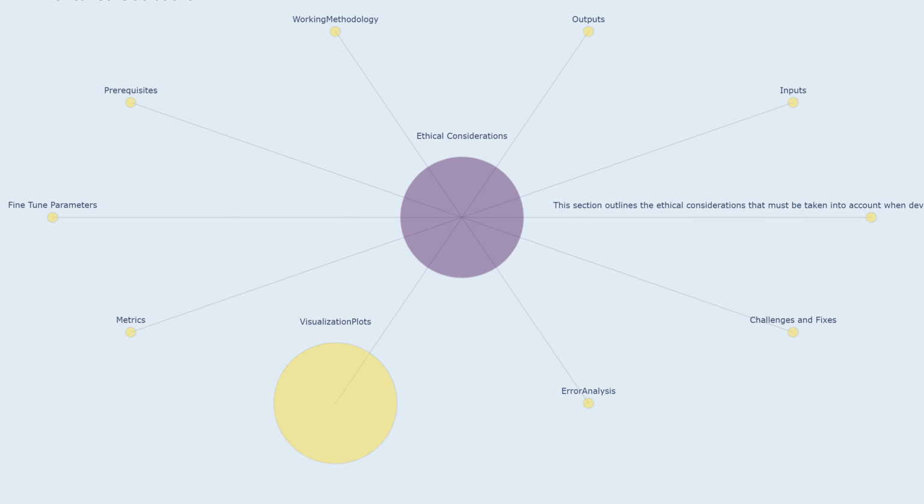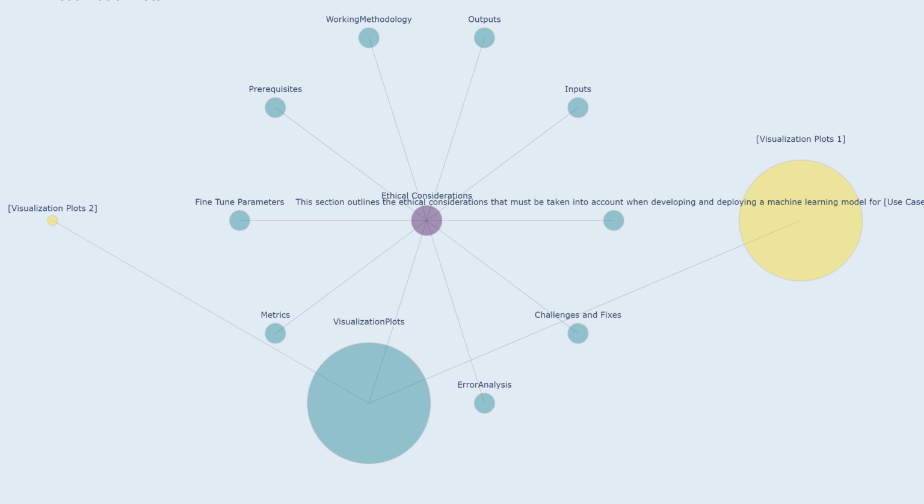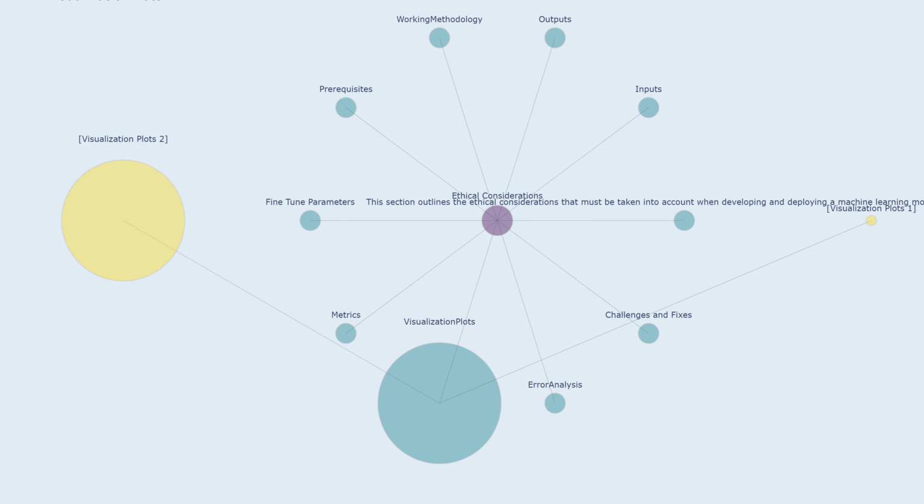Visualization plots. Receiver operating characteristic ROC curve. This plot shows the trade-off between the true positive rate and the false positive rate for different thresholds. Precision recall curve. This plot shows the trade-off between precision and recall for different thresholds.